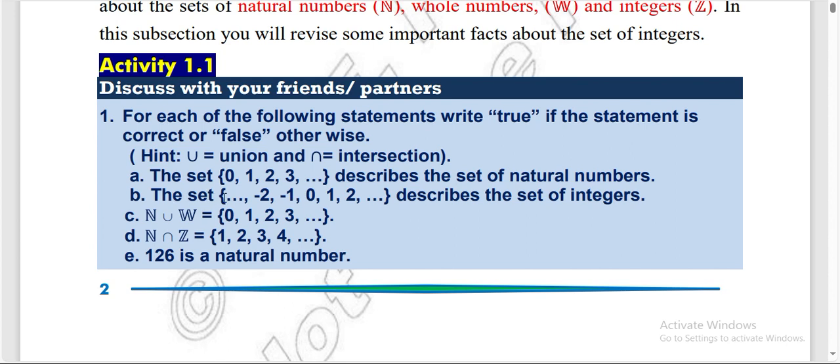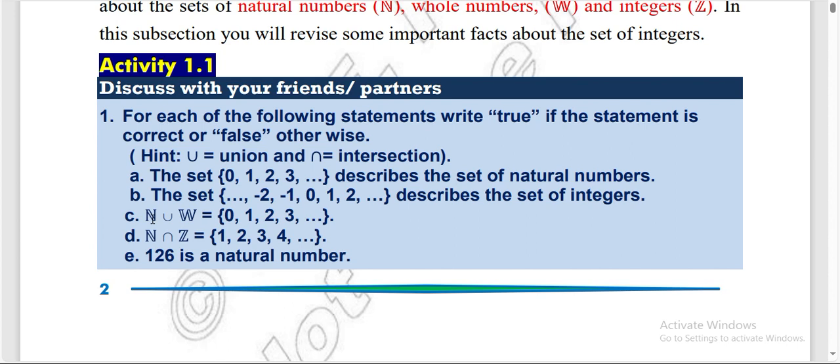The set negative infinity, negative 2, negative 1, 0, 1, 2 describes the set of integer numbers. Yes, that's correct, the set of integer numbers. The answer is true. C.